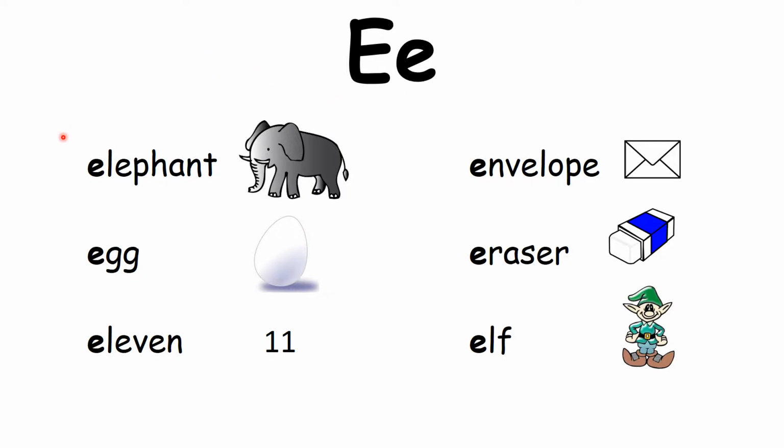Next, let's read the words with the beginning sound of eh. Ready? Follow this pointer. Read with me and sound it first. Eh, elephant. E, elephant. E, egg. E, egg. E, eleven. E, eleven. E, envelope. E, envelope. E, eraser. E, eraser. E, elf. E, elf.